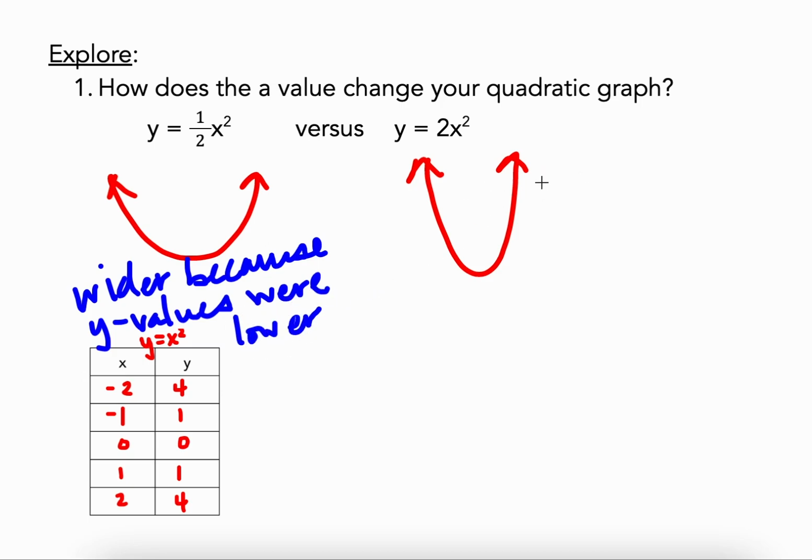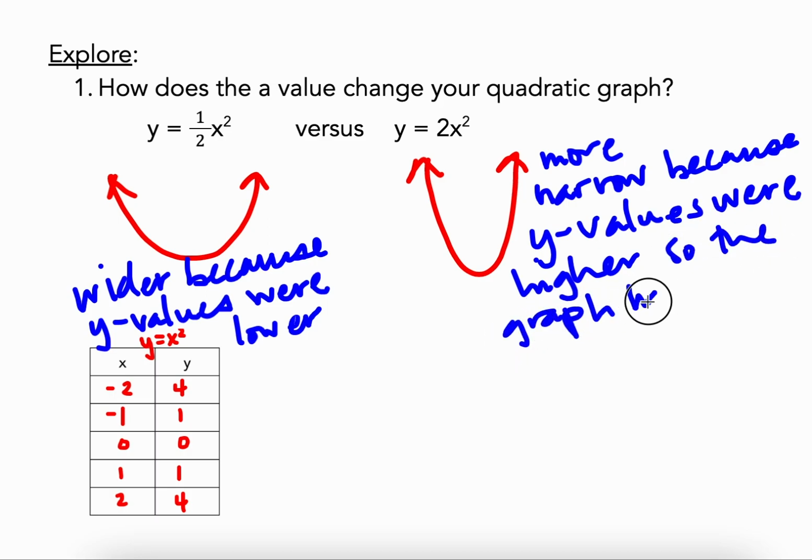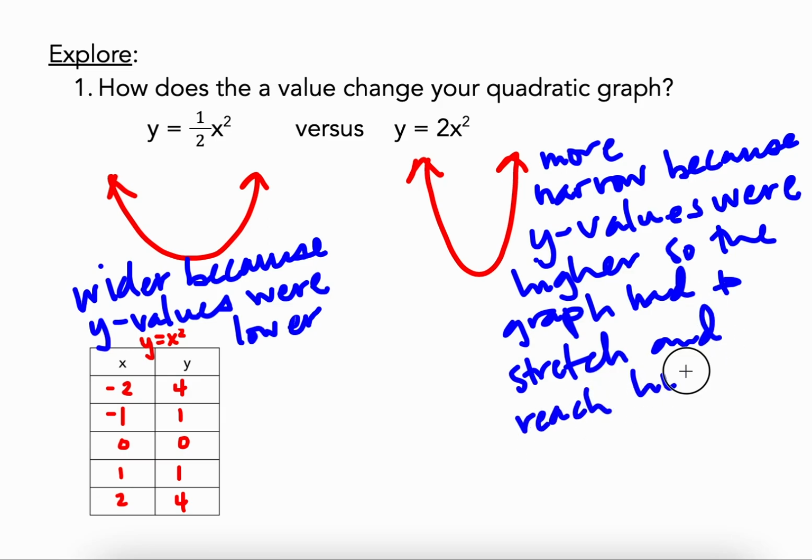For 2x squared, this was more narrow because, remember, our y values were higher, so it had to reach higher. So the graph had to stretch and reach higher. Okay, because then multiplying by 2 instead of a 4 created an 8. So it had to go all the way up to reach that 8, which makes a lot of mathematical sense, right?